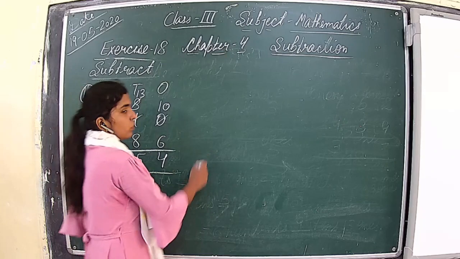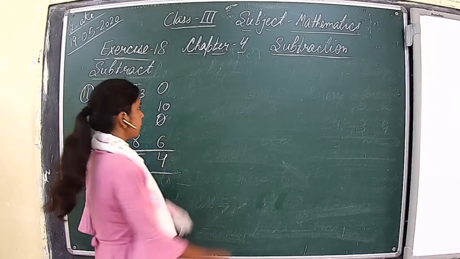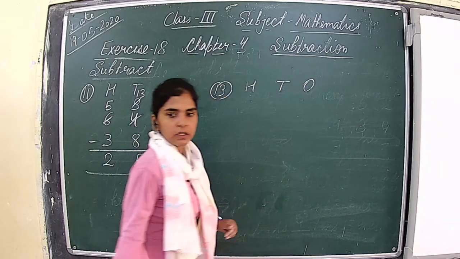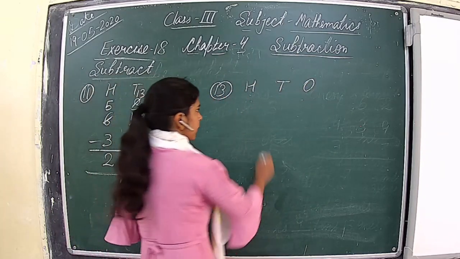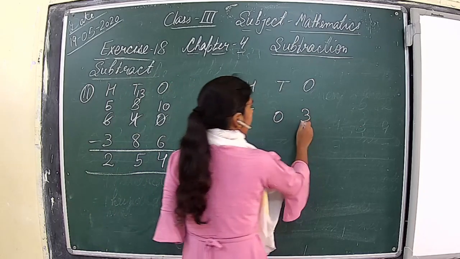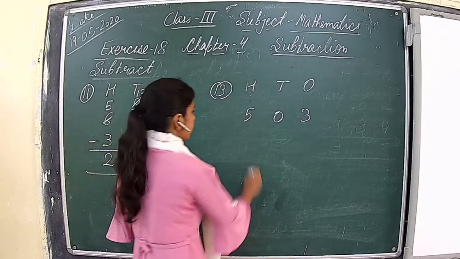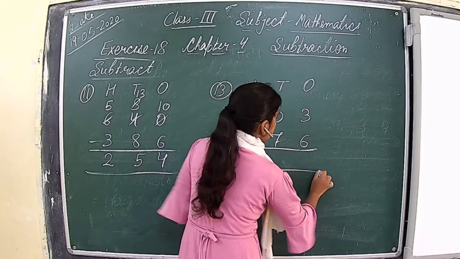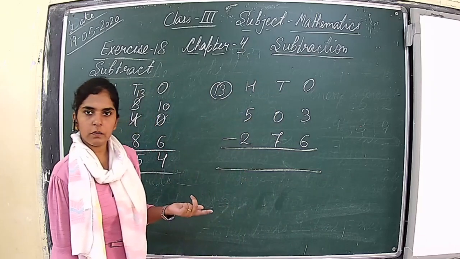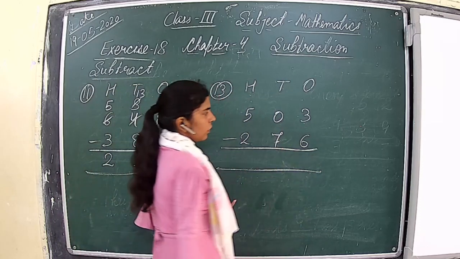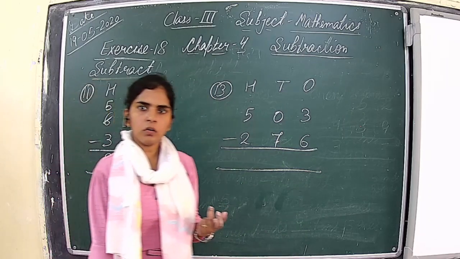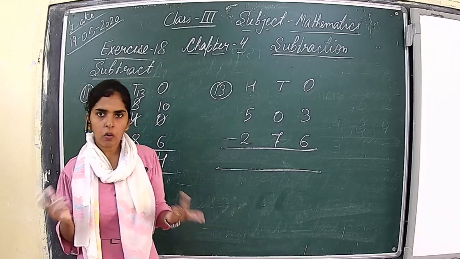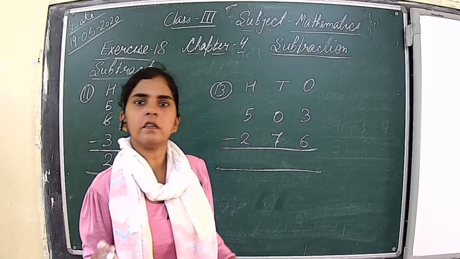Okay. Now, question number 13. 503 minus 276. 3 minus 6 is not possible. So, we will take one borrow from 0. Can 0 give any borrow? 0 cannot give any borrow, right? No. Why? Because 0 is already the smallest digit.